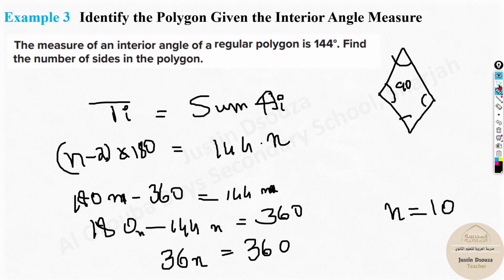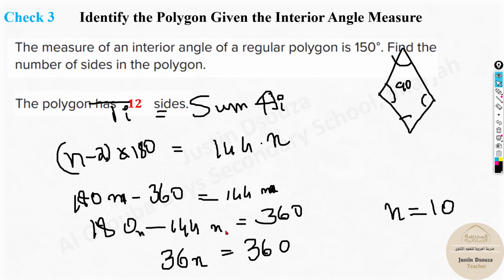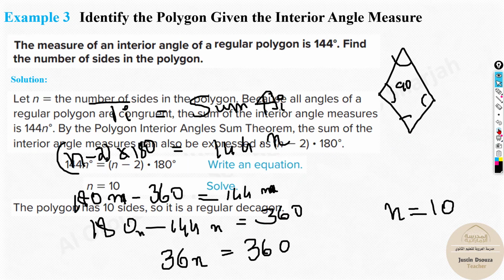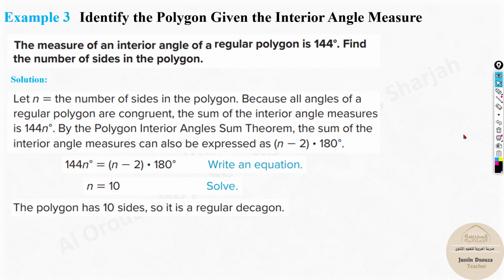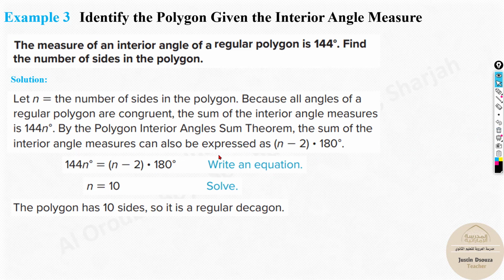It's a dodecagon. Okay, let me just see. Yeah, it's a decagon. Sorry, I'm just confusing myself. 10 means decagon. So here you can see you just have to multiply 144 degrees by n. You don't know the number of sides, it's fine. Just multiply by n, as we did over here, and equate it to the formula for the total interior angle, that is n minus 2 times 180. Now solve it and find n. It is 10 sides.